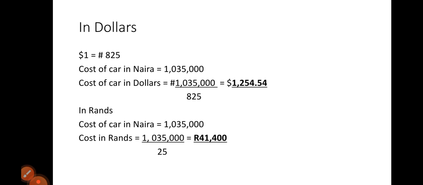Then in South African rands, if the cost of the car in Nigerian naira is 1,035,000, how much is the car in South African rands? Then we'll say, okay, 1,035,000 divided by the exchange rate, which is 25 naira. It will give 41,400 rands, to show that even this currency is still higher than the other currency. That is how exchange is made.